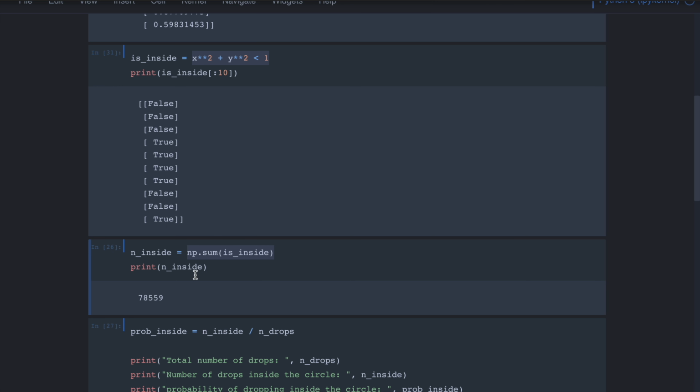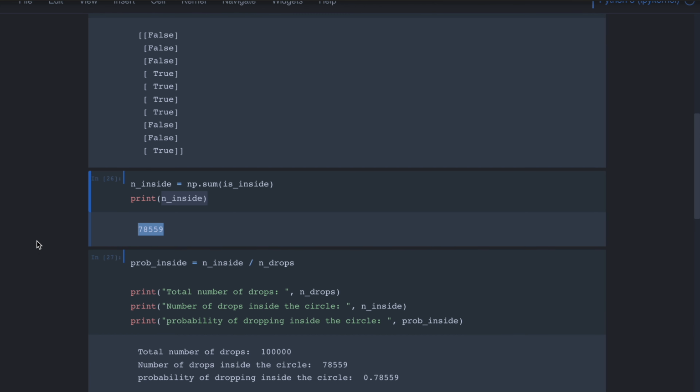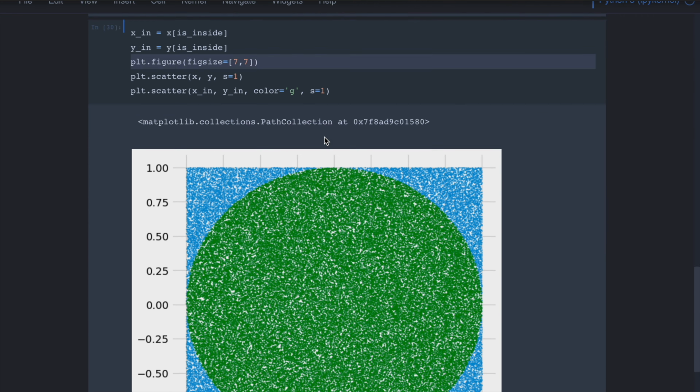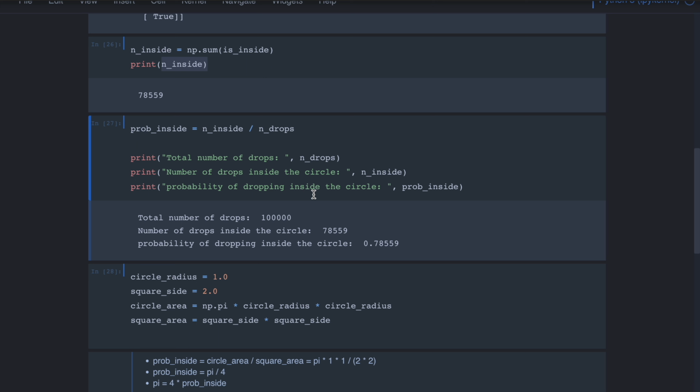So all trues are counted, and the number of points lying inside is roughly about 78,000. If we measure the probability, we have done 100,000 drops, and among which 78,000 of them have fallen inside the circle. That means the probability of dropping inside the circle is roughly 78,000 divided by 100,000, which is 0.78. So the probability of dropping a point inside the circle is 0.78.